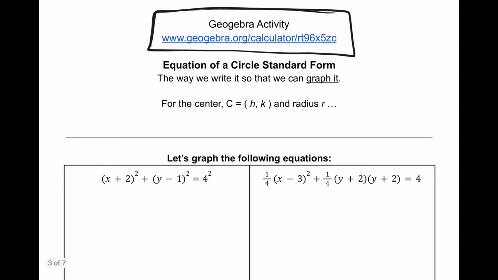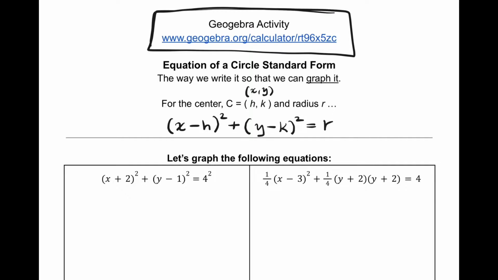For the center h, k, this is the center you want. This is your x and your y coordinate. For your center h, k, the circle is x minus h, it's the opposite of h, all squared, plus y minus k, all squared.